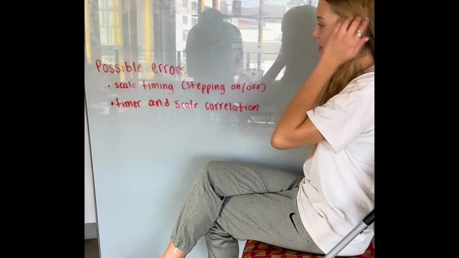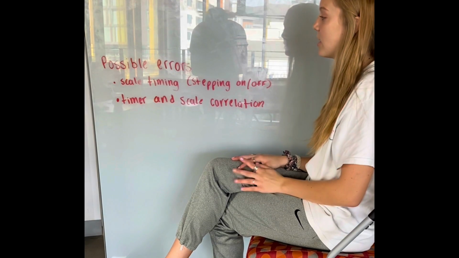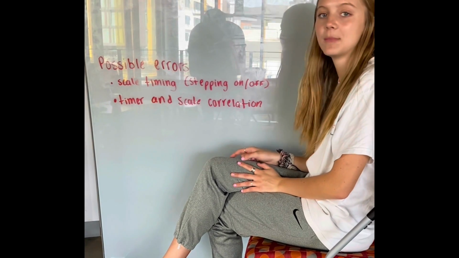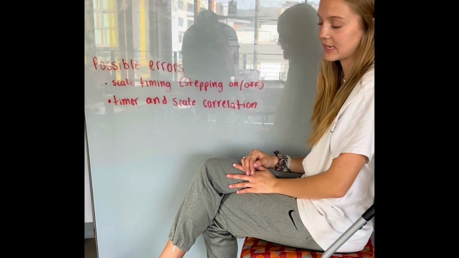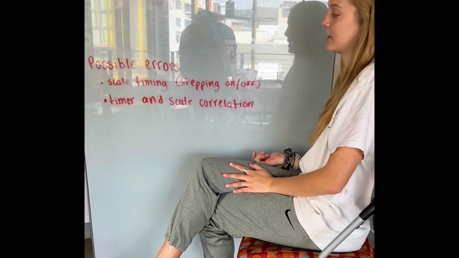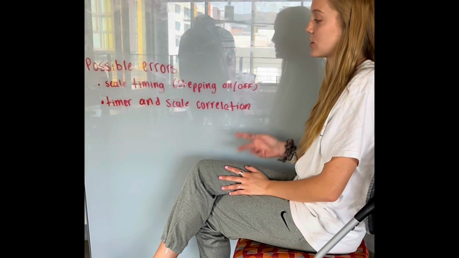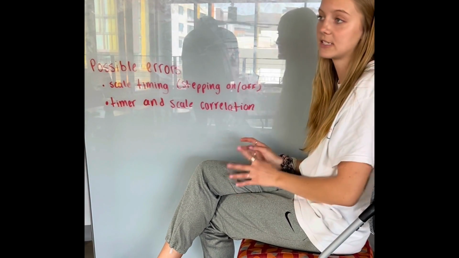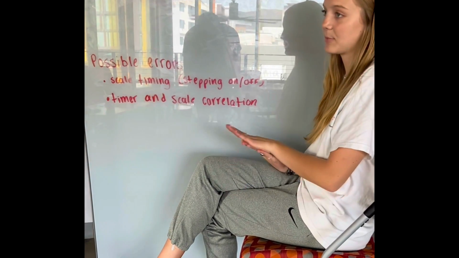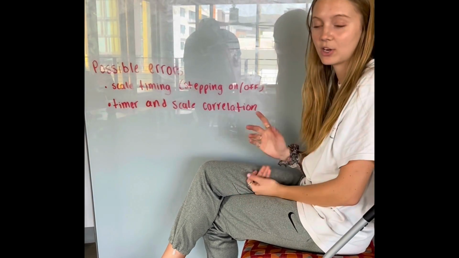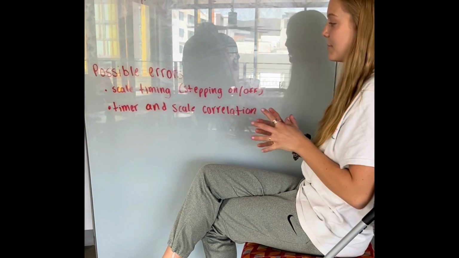Okay, so now we're going to talk about some possible errors we may have made. Our first one is the scale timing. So stepping on and off the scale as the acceleration of the elevator started might have been a little bit off. And then our second one is the correlation between the timer and the scale. Since we had to start both the timer and the scale and press the buttons of the elevator all at the same time, the timing of that may be slightly off.